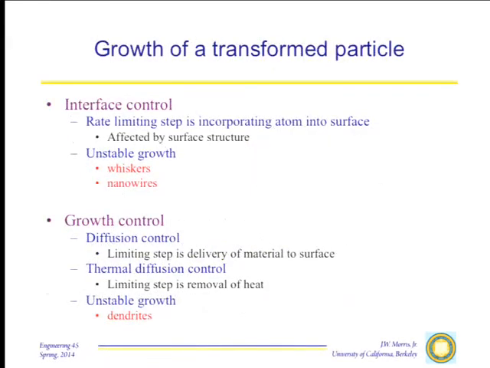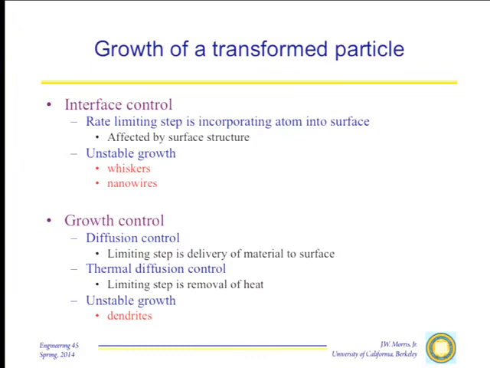Well, I talked about nucleation, and I said one set of transformations was nucleation and growth. Now it's time to go back to that and talk about the growth issue. Once we nucleate a particle, how does it grow, and how does that affect the microstructure that we eventually have? There are really two mechanisms of growth, or modes of growth, that we can distinguish. In many cases, the growth is what we call interface control. That means the rate-limiting step.